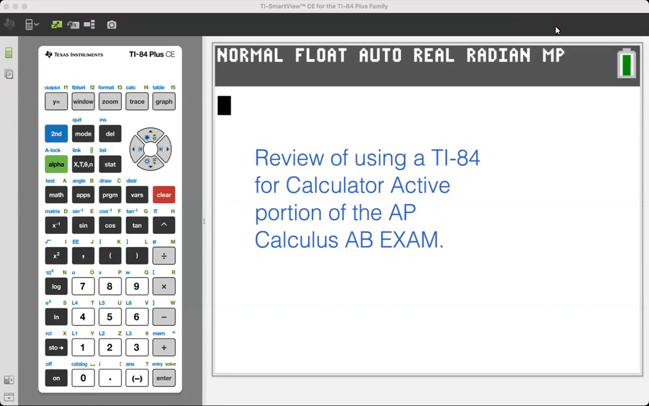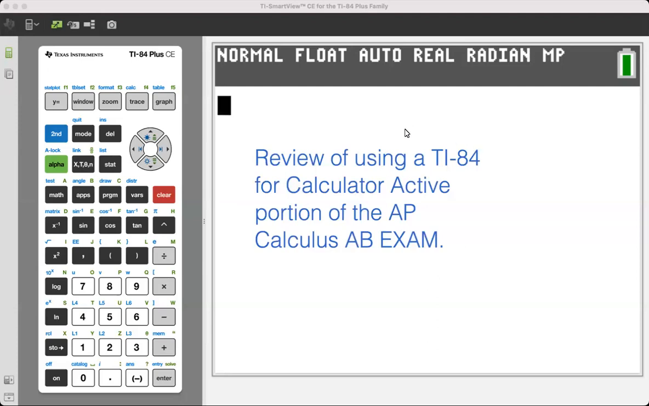Today's video will deal with the usage of the TI-84 graphing calculator for the calculator active portion of the AP Calculus AB exam. If you're one of my students at Pioneer High School, you will have a blank copy of this in your Schoology folder. If you are not a student of mine, you can access a blank PDF copy in the description for this video. So without further ado, here we go.